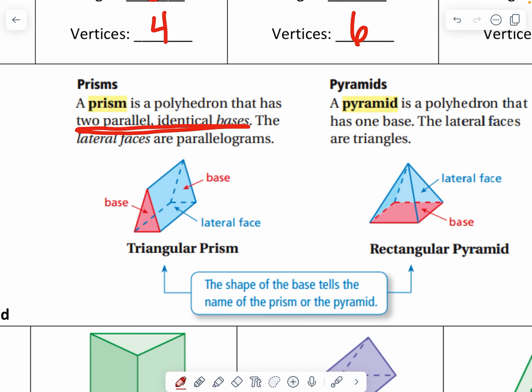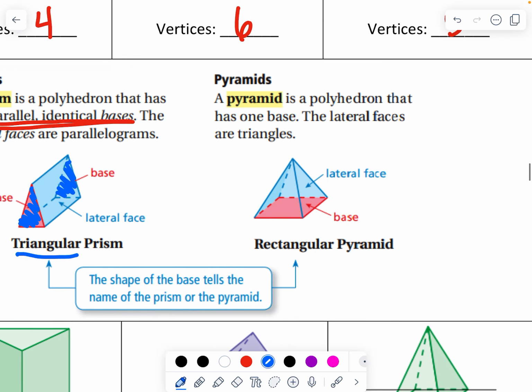So for this one, we know this base and this base. So it's a prism, and if the bases are triangles, then it's a triangular prism. If the bases are rectangles, then it's a rectangular prism. Okay, so it's all about what the bases are. But they have 2 identical bases.